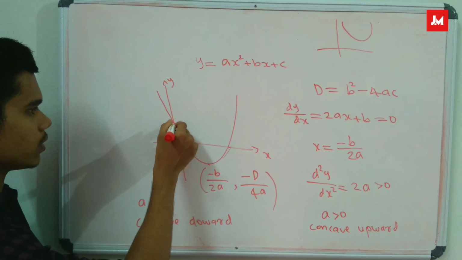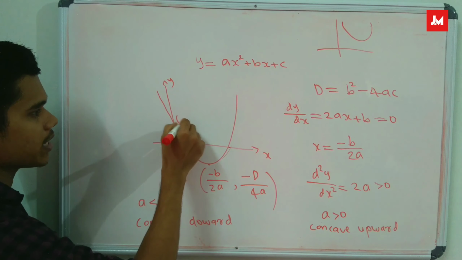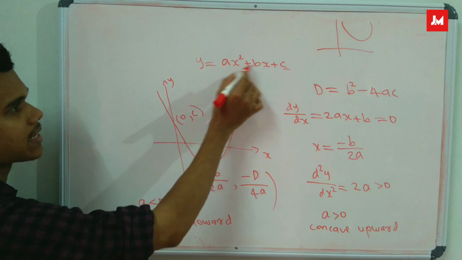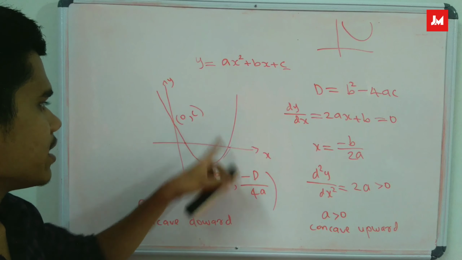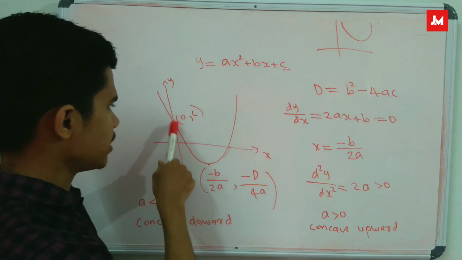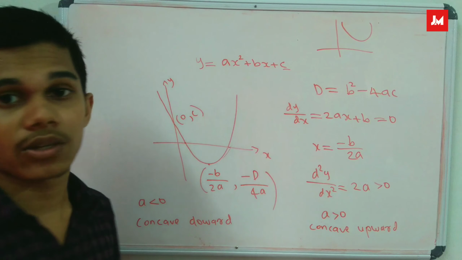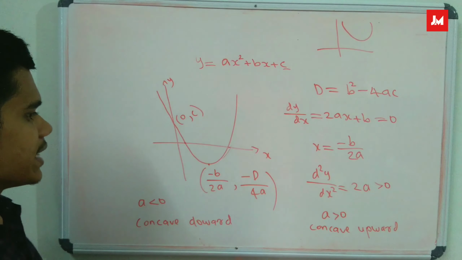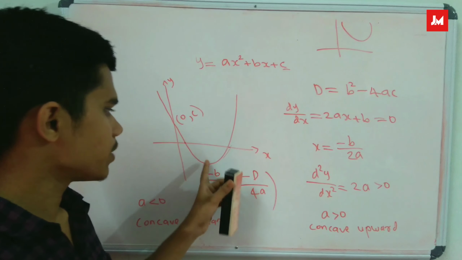Also, the intersection of the parabola with the y-axis will be the coordinate 0, c. When x equal to 0, the value of y will be c. That is 0, c. The intersection of the curve of this quadratic expression with the y-axis will be 0, c. So we discussed the vertex of the parabola and the roots of the complex numbers.